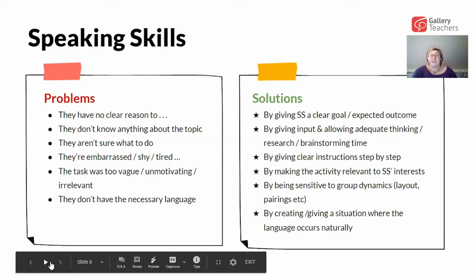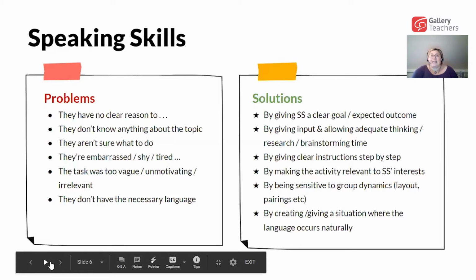So if the students aren't clear about what they're doing, that can be a problem for them because they don't really know what to say. Another problem can be that they don't have much information about the topic. And we're going to talk about this both for speaking and for writing, because it's those productive skills we want to work on, not necessarily challenging or testing the students' imaginative ability.